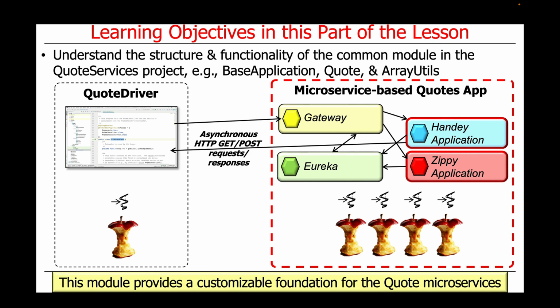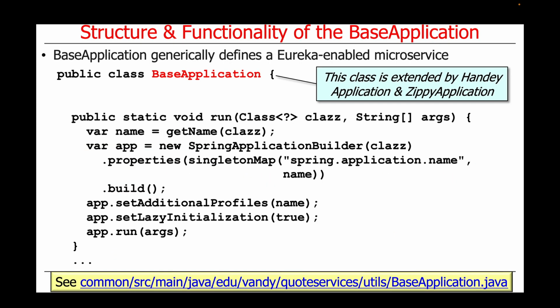In particular, this set of components, the base application, the quote class, and the ArrayUtils class, provide a customizable foundation for other parts of the quote microservices. In particular, this factors out code that's common between the handy application microservice and the zippy application microservice. So we'll start by taking a look at base application.